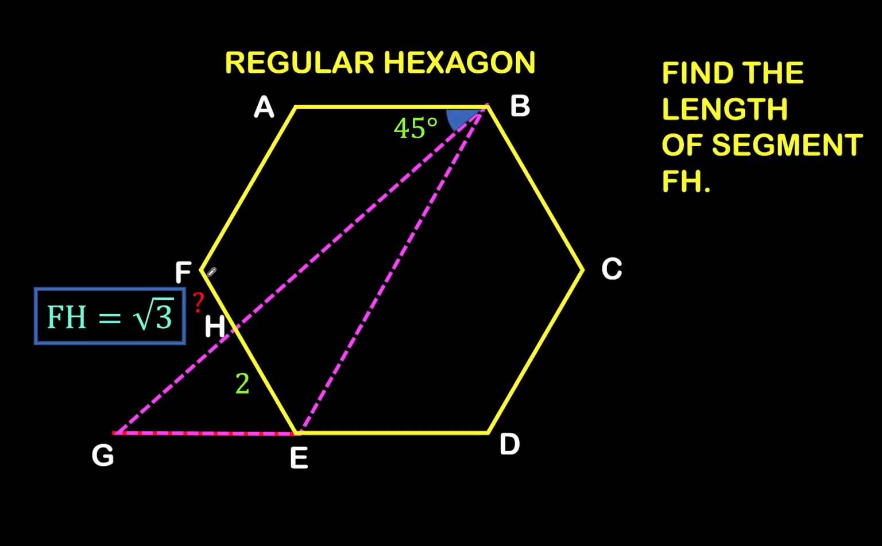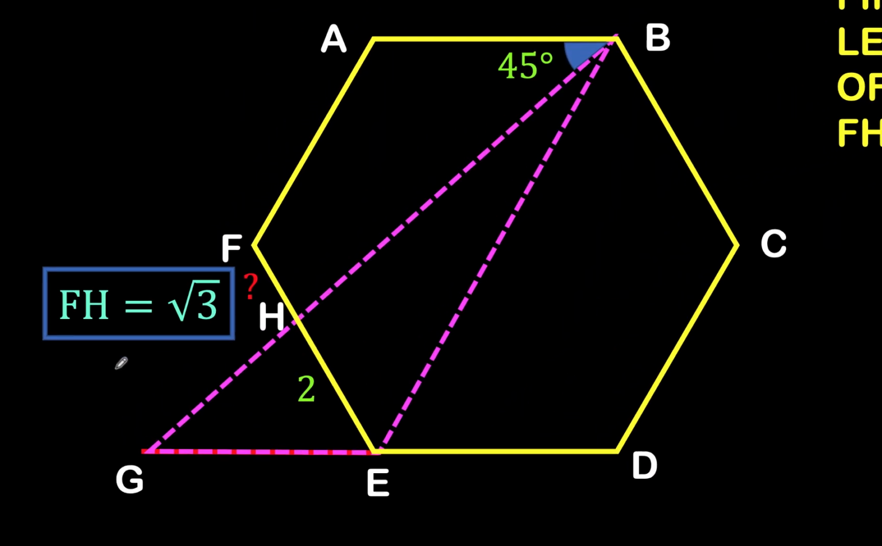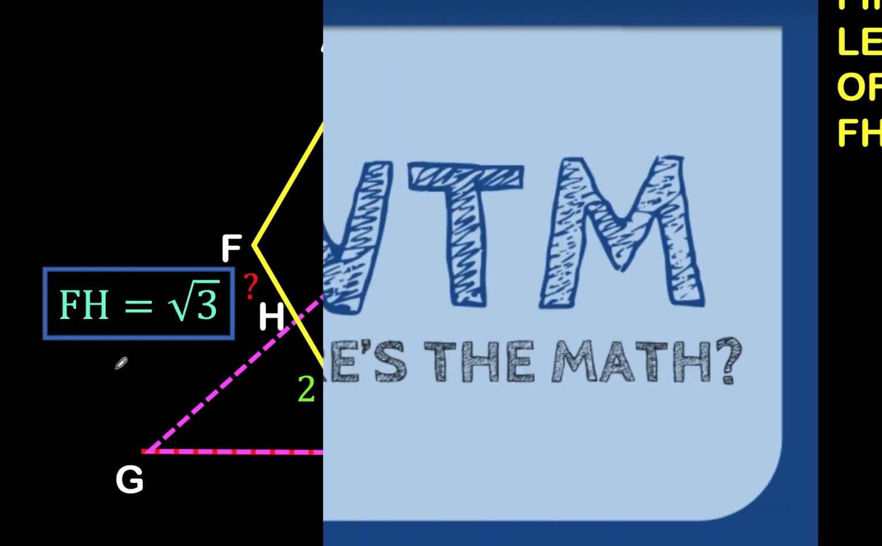So the length of segment FH is square root of 3, and that is where the math is.